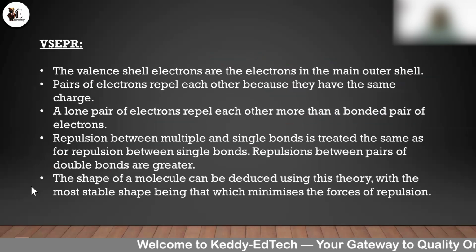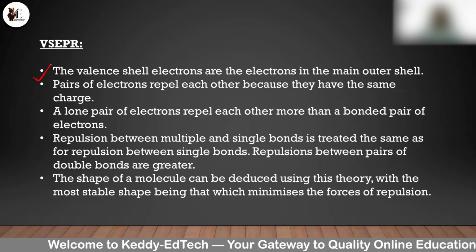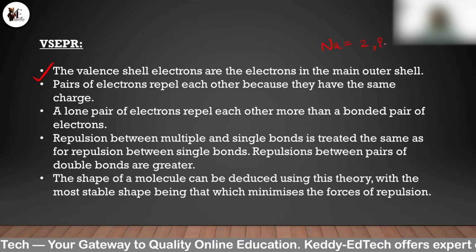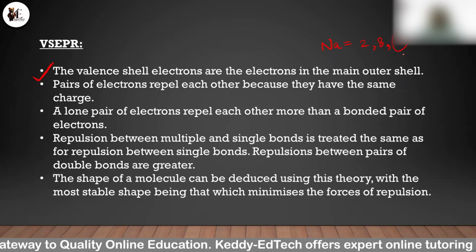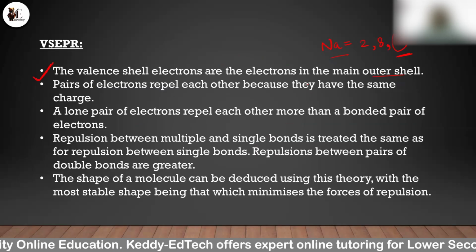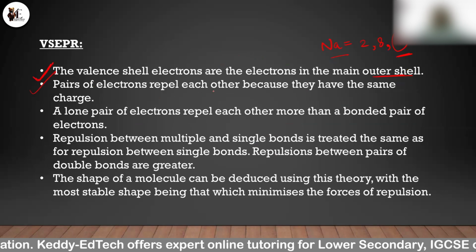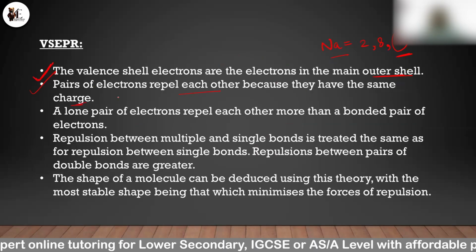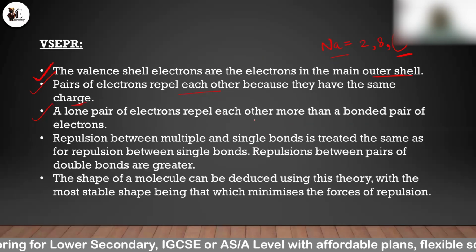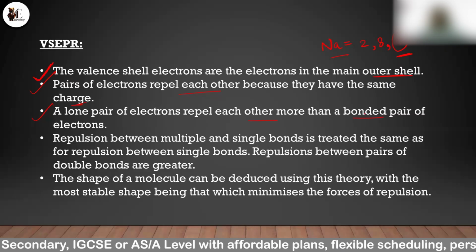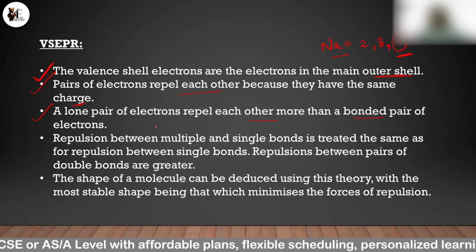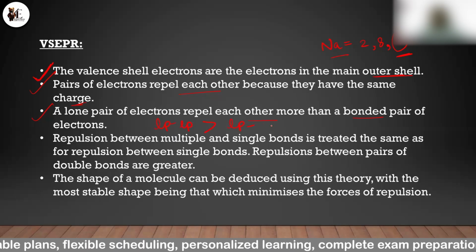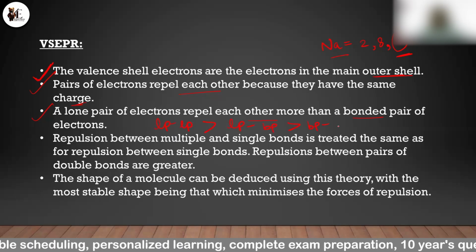The valence shell electrons are the electrons in the main outer shell. For example, for sodium, its electronic configuration is 2, 8, 1. So 1 is the valence electron for sodium, which is present in the main outer shell. Pairs of electrons repel each other because they have the same charge. If we have two negative charges close together, they will repel each other. A lone pair of electrons repels more than a bonded pair of electrons. That means in the degree of repulsion, lone pair-lone pair repulsion is greatest, and bond pair repulsion is minimum.